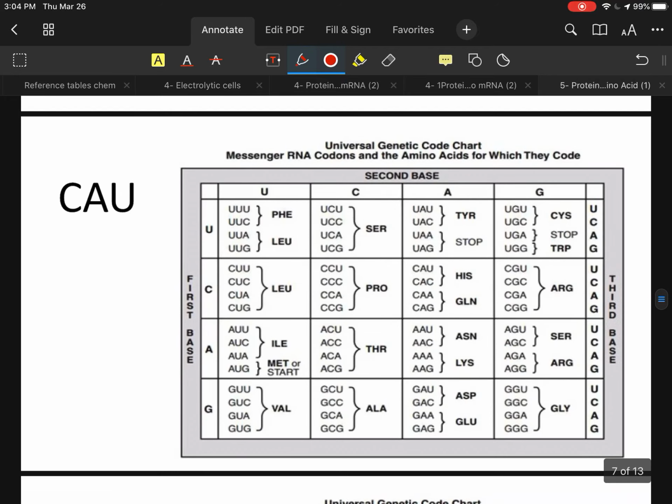So let's practice with this big version here, just so we can once again see what's going on. If the ribosome reads the sequence CAU, because it reads it in groups of 3, which amino acid will that code for? Okay, my first base is C, so I go to the C row. My second base is A, I go to the A column, and I can see that CAU codes for HIS, which stands for histidine, one of the 20 amino acids.